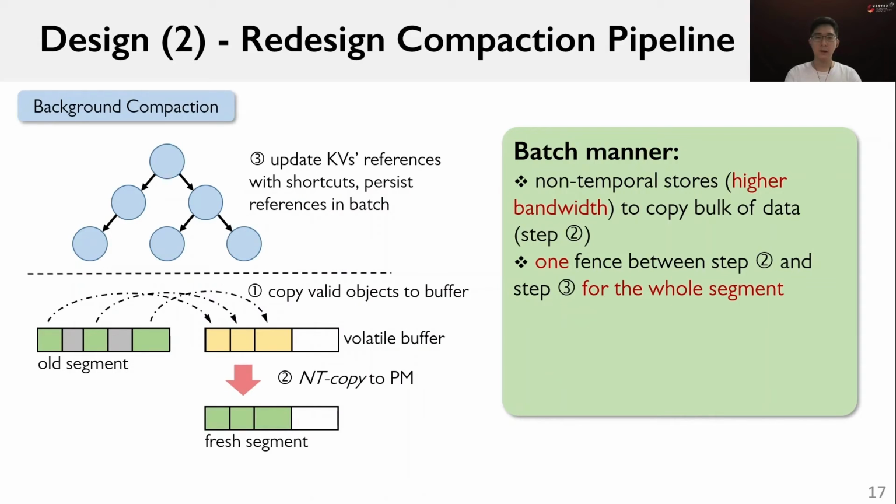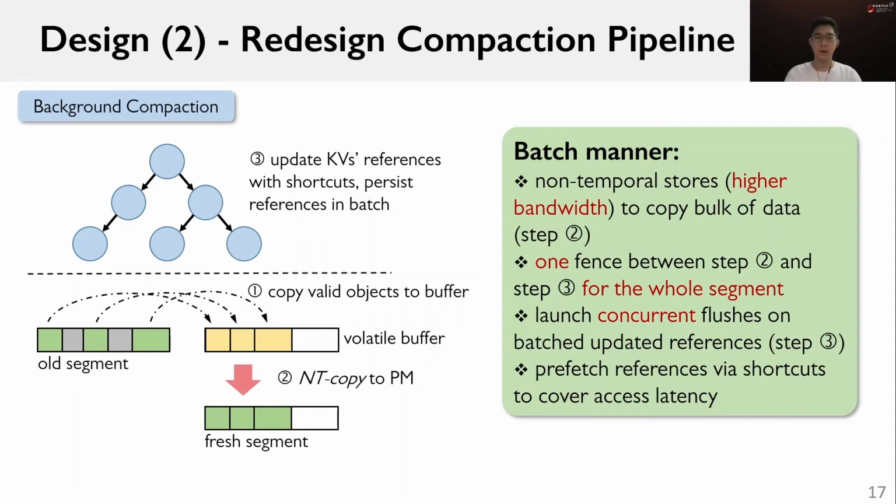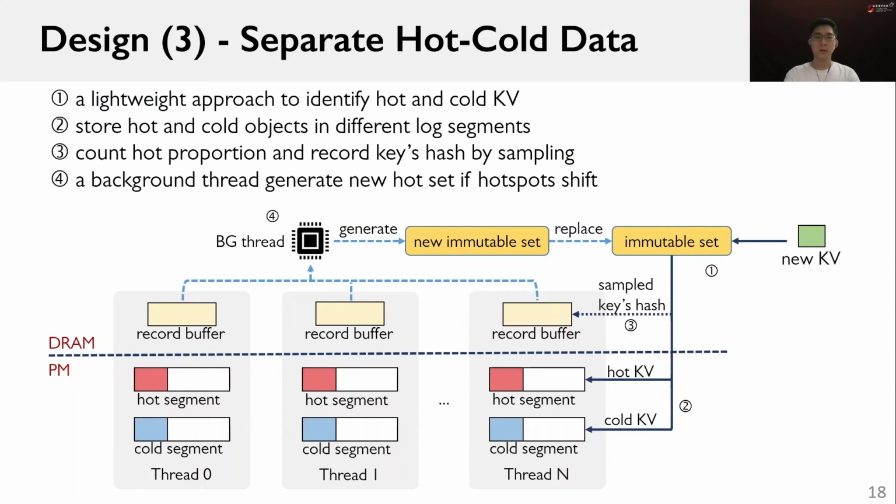Third, the cleaner updates these objects' references with shortcuts and persists them in batch. In this manner, only one fence is needed between the second step and the third step for the whole segment. As some flush instructions like CLWB can be executed concurrently, when persisting references, the cleaner can launch concurrent flush instructions on the batched updated references. Furthermore, the cleaner prefetches references via shortcuts to cover the access latency.